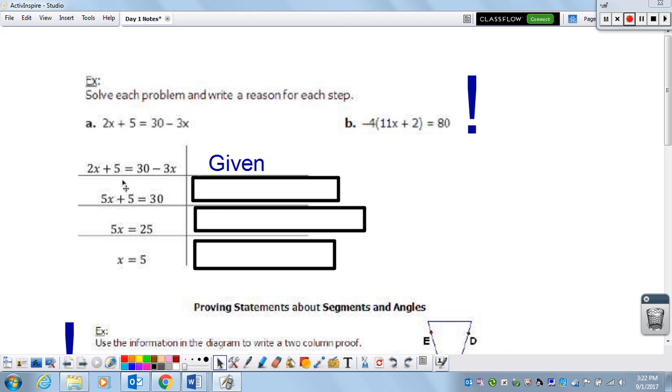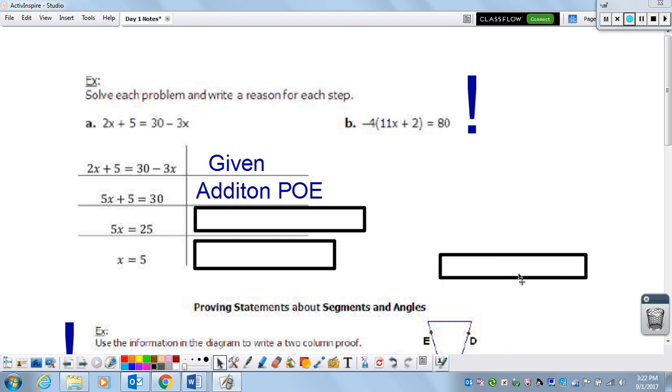That's the reason. All right, now we went from 2x plus 5 equals 30 minus 3x to 5x plus 5 equals 30. Well, it looks like this 3x isn't here anymore. We must have moved it over here. If it was a minus 3x, the only way to move it over here would be, that's right, to add it. And what lets us do that? The addition property of equality. Excellent. You guys are doing a great job.